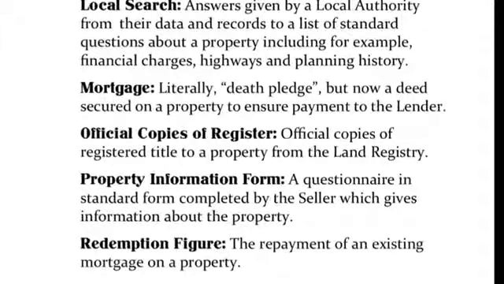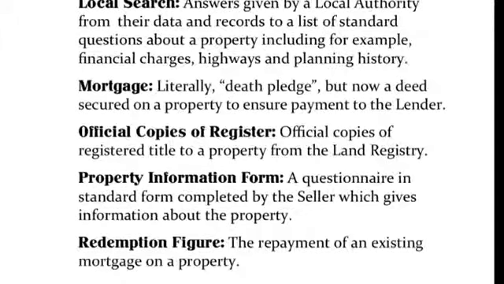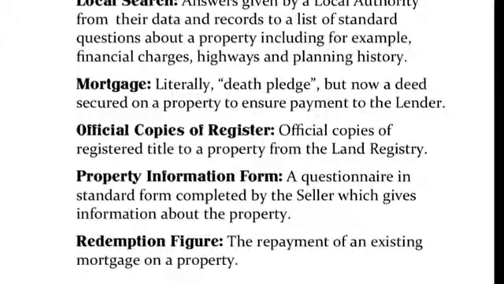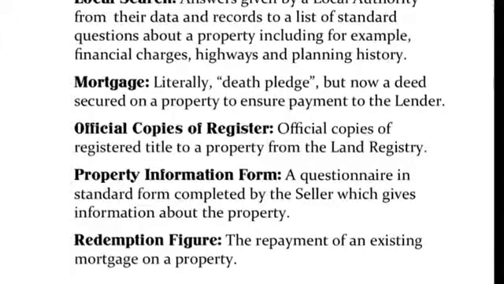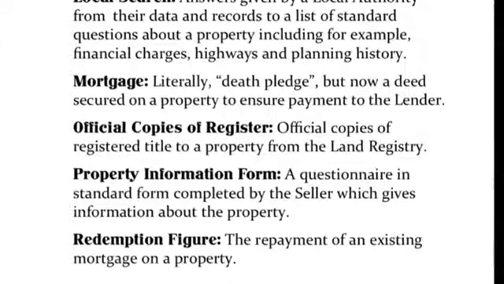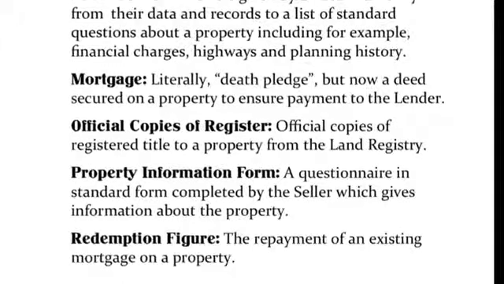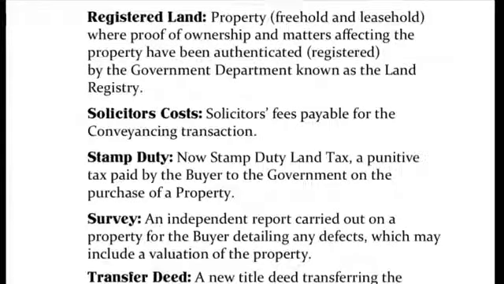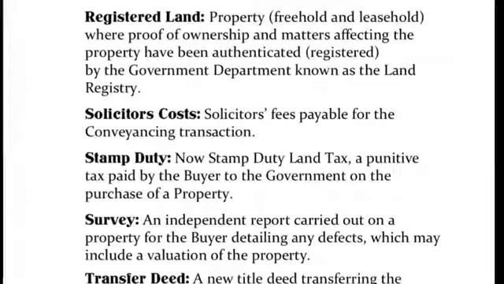Official copies of register. These are official copies of registered title to a property from the Land Registry. A property information form. Well, this is a questionnaire in standard form completed by the seller which gives information about the property. Redemption figure. This is the repayment of an existing mortgage on the property. Now, registered land. Property, freehold and leasehold, where proof of ownership and matters affecting the property have been authenticated and registered by the government department known as the Land Registry.